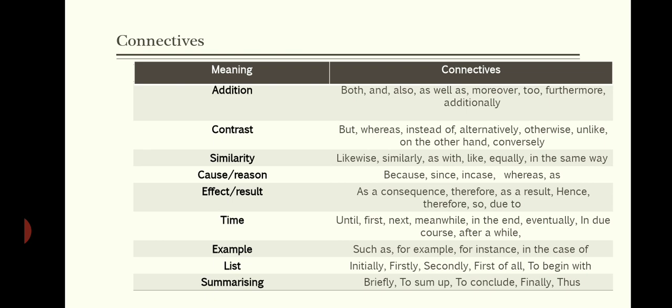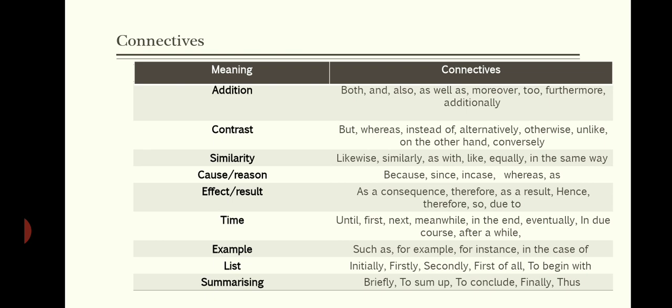Then you go to the next section, that is the effect or result. So the cause is over. Now you are going to the result. So first one will be, as a consequence of something, you get the result. Then you have therefore, as a result, hence, so, due to. So all these come in the result section.